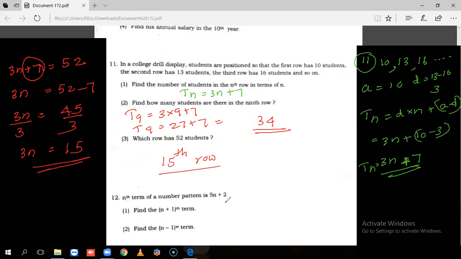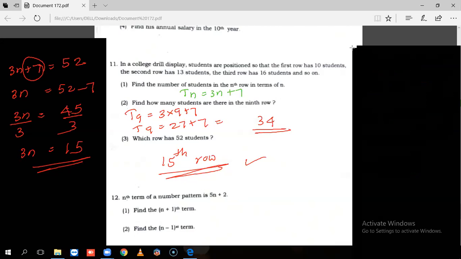The nth term of a number pattern is 5n plus 2. Then find the n plus 1 term. The nth term has been given as 5n plus 2. Get this ready. Risada, did you finish this? Yes, teacher. Right, we have done many like this before, just this sum also.